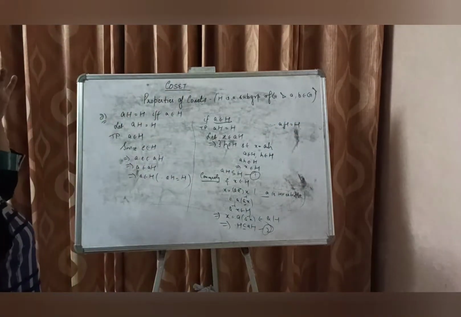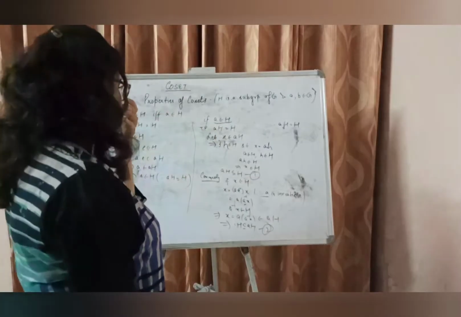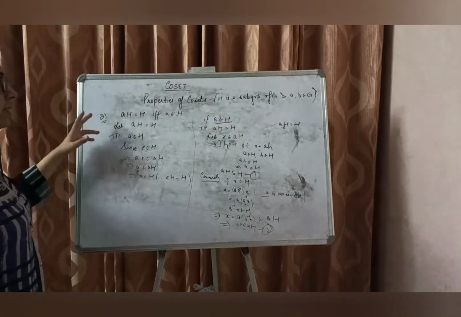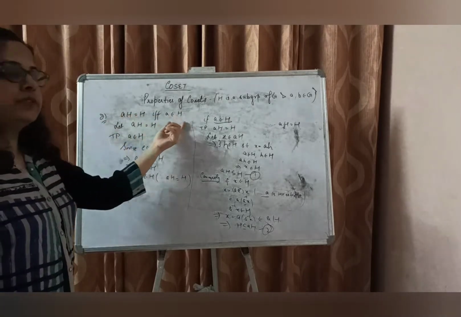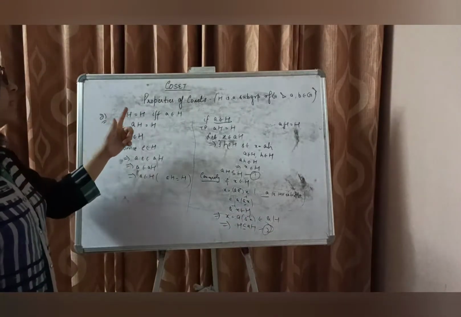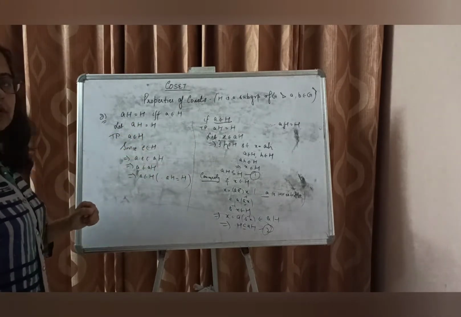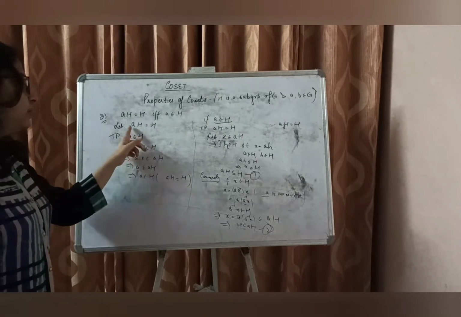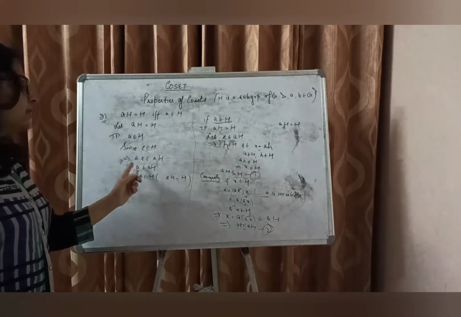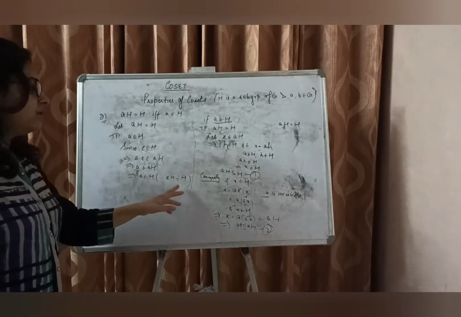Okay. So the second property was that AH is equal to H if and only if A belongs to H. So let's revise its proof. Now, if AH is equal to H, we need to prove that A belongs to H. Since E belongs to H, since H is a subgroup of G, this implies A into E belongs to AH. This implies A belongs to AH. This implies A belongs to H because AH is equal to H.